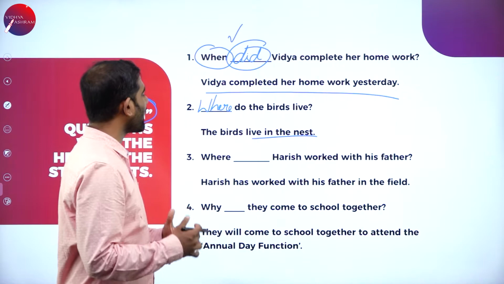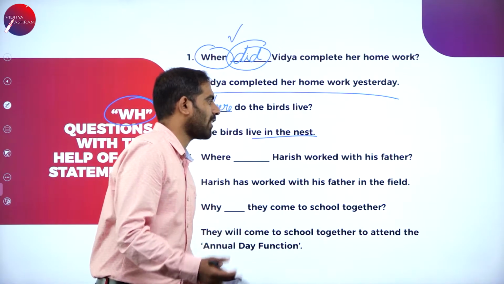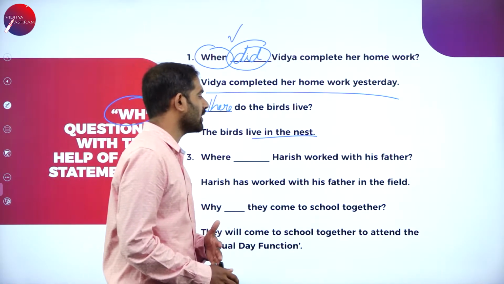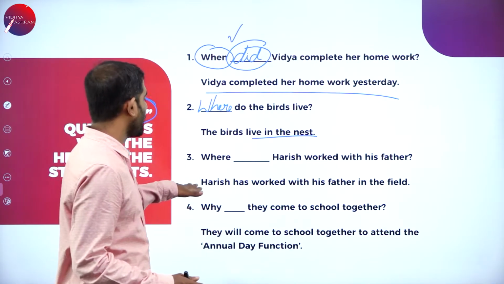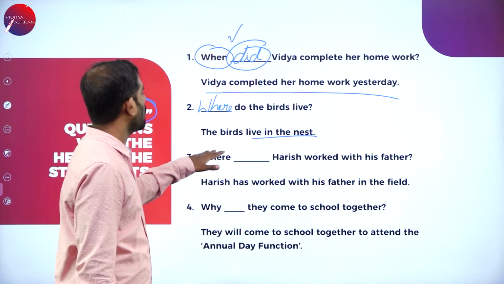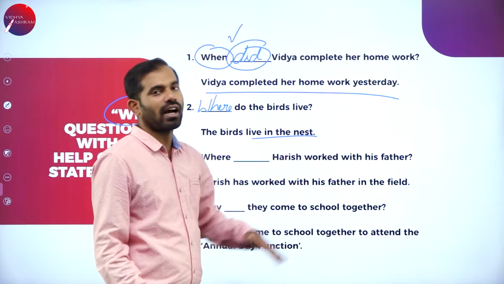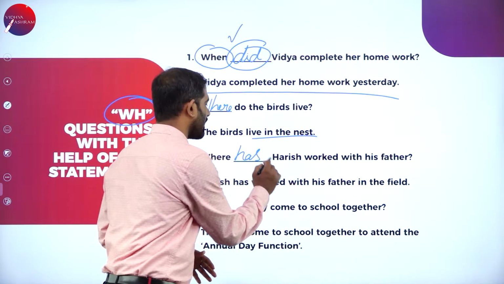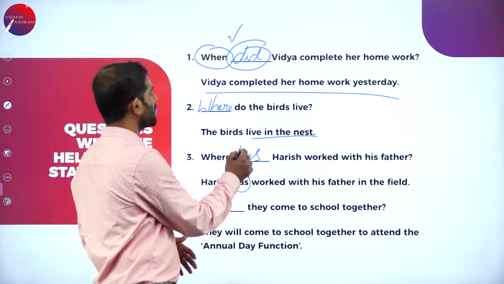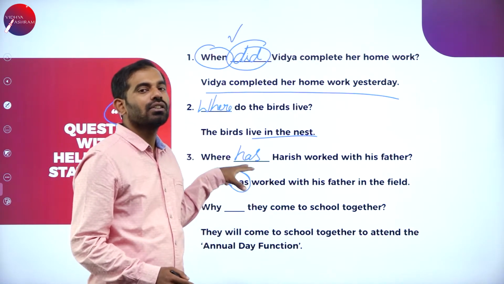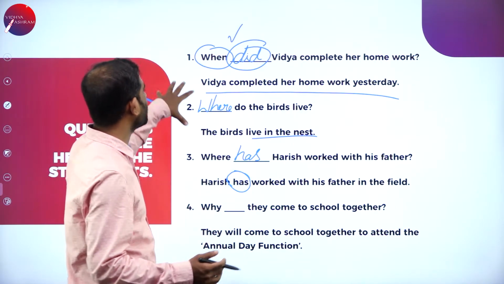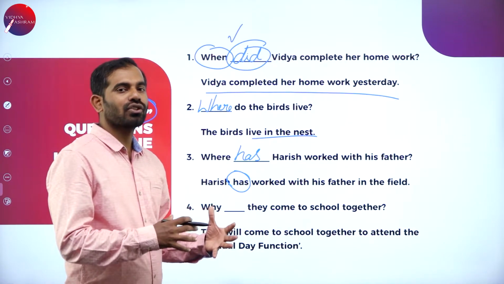Next one, where dash Harish worked with his father? There is a blank and the answer is given below. Harish has worked with his father in the field. Remember, we have to find a suitable word here. Where has Harish worked with his father? You can just identify these auxiliary verbs and fit in the same auxiliary verbs to the blanks at times. But most of the time you may not be able to identify the auxiliary verbs, or you may find it difficult to fit in whether WH or the auxiliary verbs.